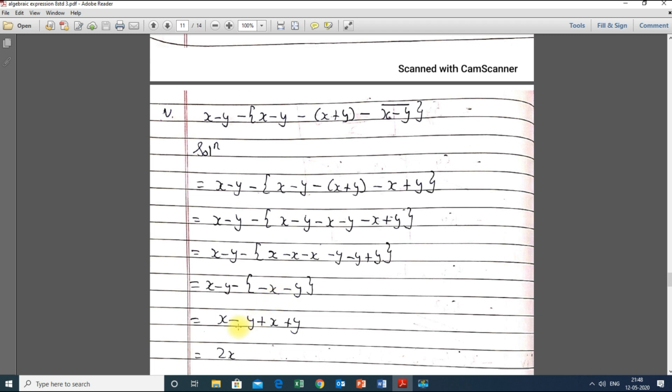Minus into minus is plus, and minus into minus is plus. So x minus y plus x plus y. So minus y plus y will get cancelled, and x plus x will become 2x.